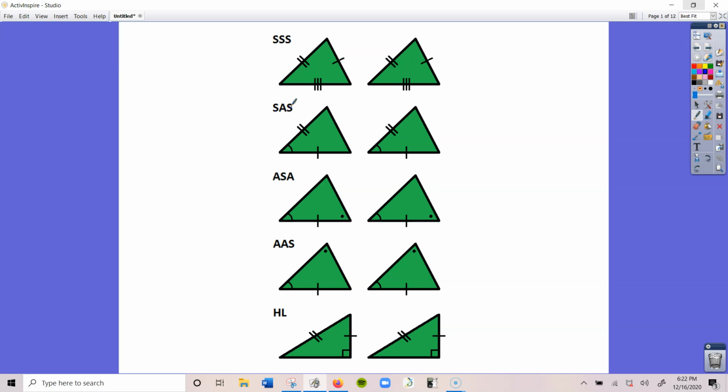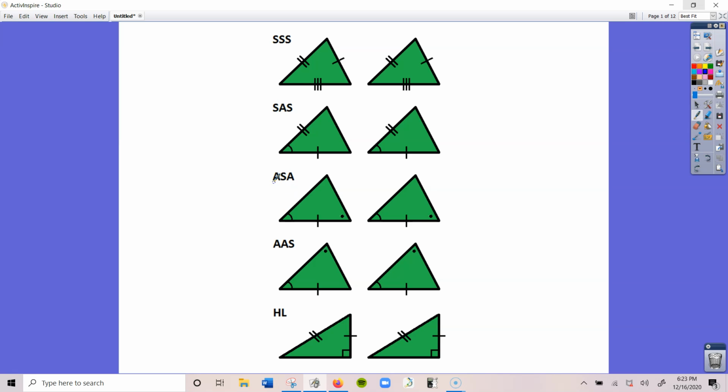If it's SAS, it's exactly like what it says. It's side, angle, side. So you need to have two sides that are congruent and then the angle that is in between them. So it has to follow that order. So this is the side, this is the angle, and then this is the other side. And then you see side, angle, side. So these two would be congruent.